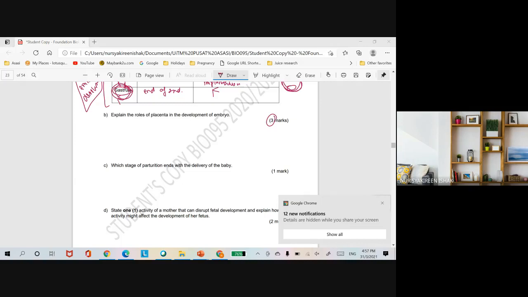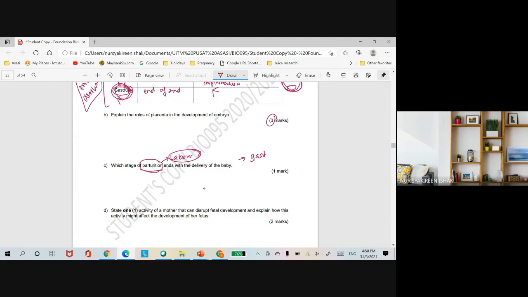So question C, which stage of parturition ends with the delivery of baby? Parturition is another term for labor. Okay, for labor. Labor is what? Giving birth lah. Giving birth to baby. So parturition, ingat parturition is another term for labor. Another term, dia dah remove daripada nama, daripada awak punya nota.